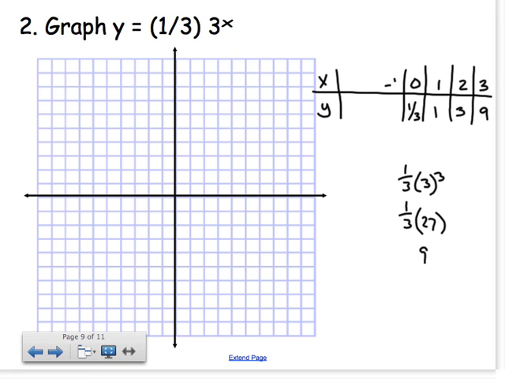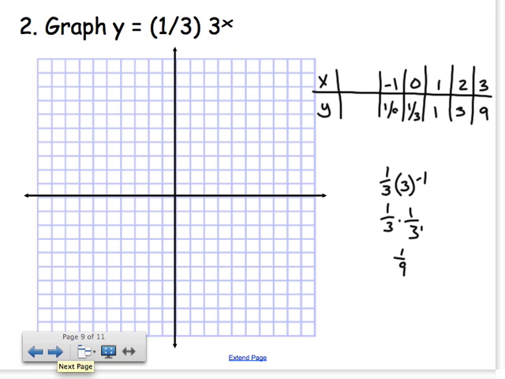Let's go to the negatives. If I go to the -1 side, I have 1/3 times 3 to the -1. And you know 3 to the -1 is really 1/3 to the first power. And 1/3 times 1/3 is 1/9. So you can already see it's getting pretty small pretty quick.